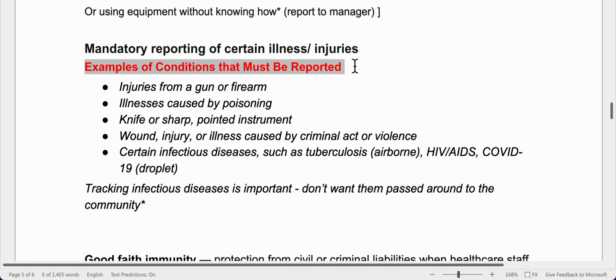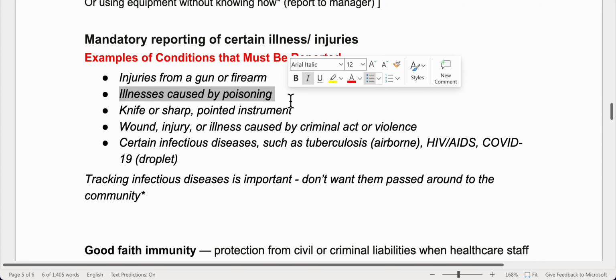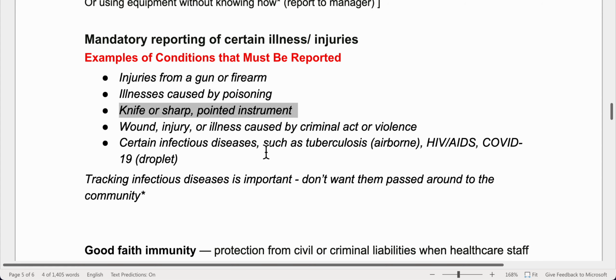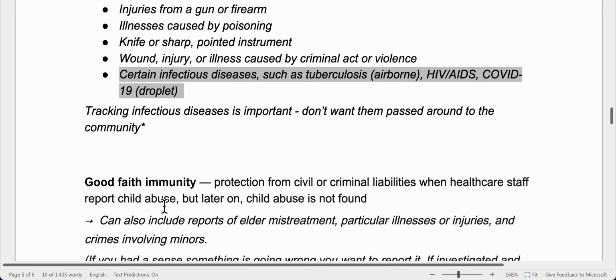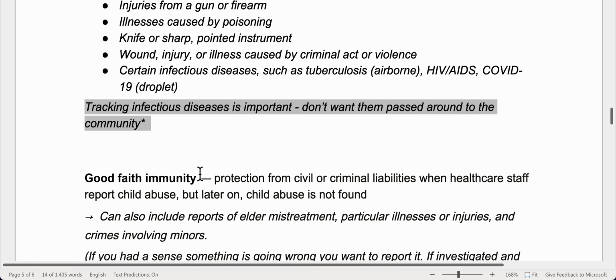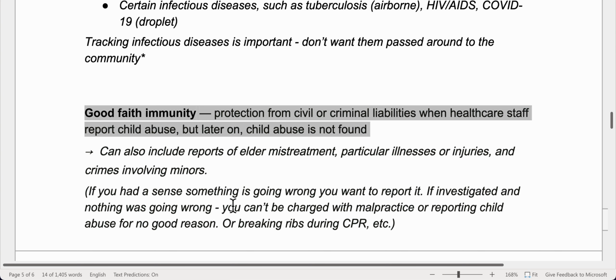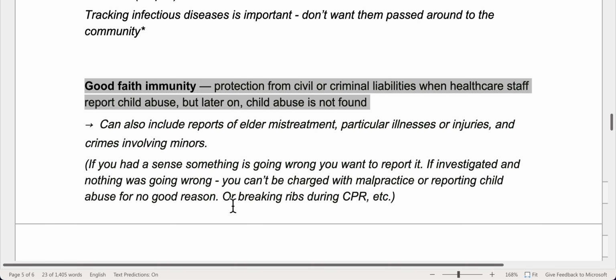Mandatory reporting of certain illness and injuries. Examples of conditions that must be reported: injuries from a gun or firearm, illnesses caused by poisoning, knife or sharp, pointed instrument wound, injury, or illness caused by criminal act or violence. Certain infectious diseases, such as tuberculosis, airborne, HIV/AIDS, COVID-19, droplet. Tracking infectious diseases is important. Don't want them passed around to the community.